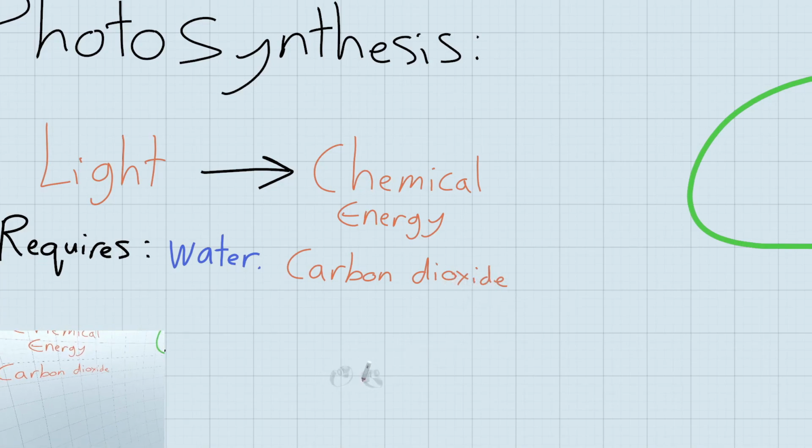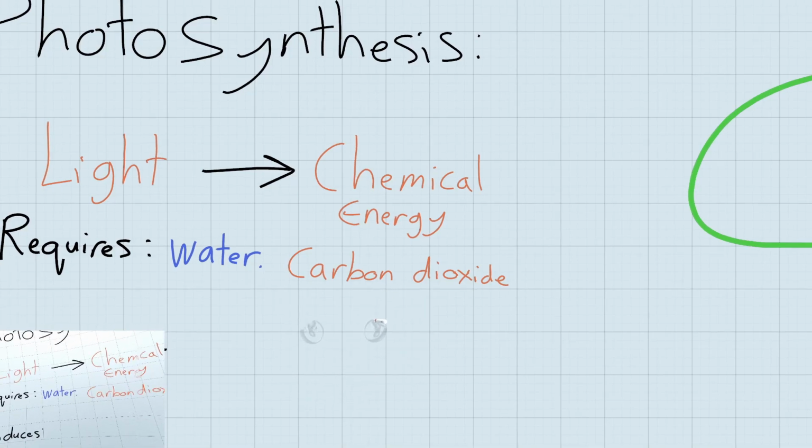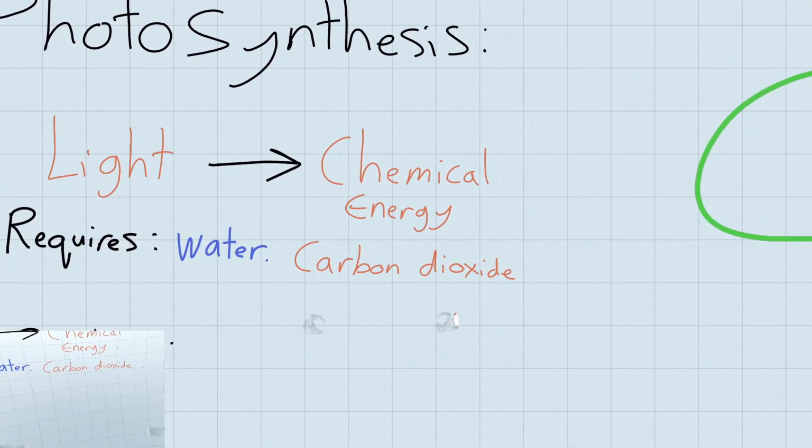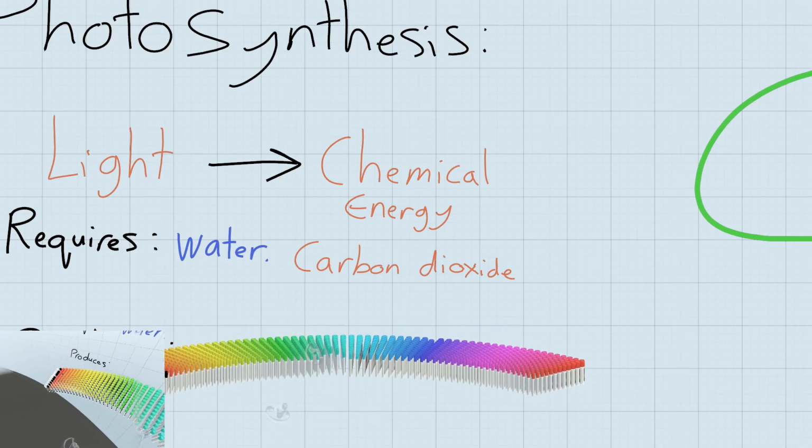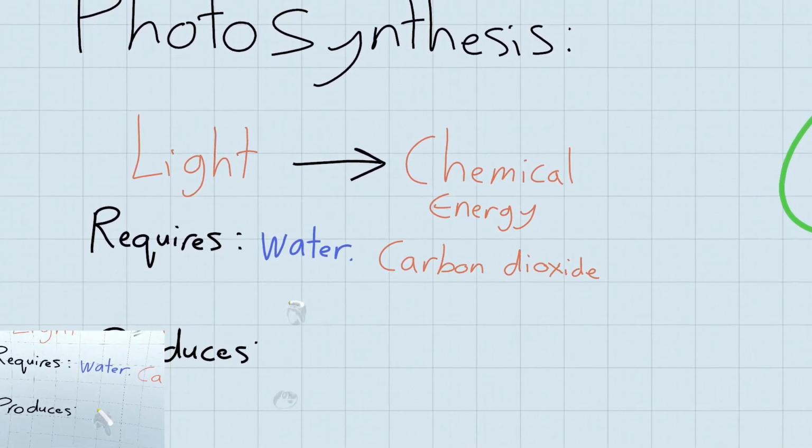Now, carbon dioxide has gotten a bit of a bad rep in recent years due to things like climate change and global warming because it is a greenhouse gas. However, it is also needed and required for photosynthesis to work. So a little bit of carbon dioxide is good, too much of it, not so much. And third, we need light.